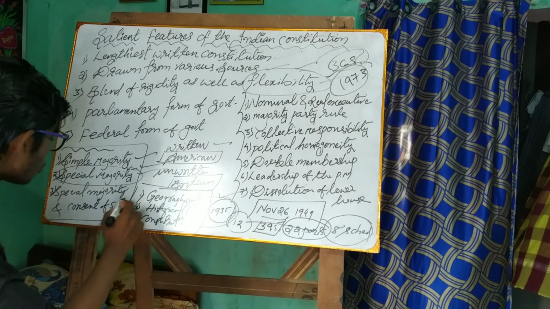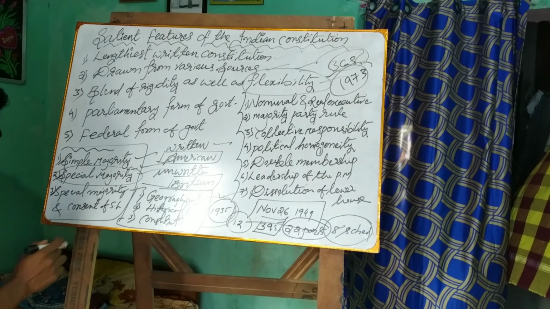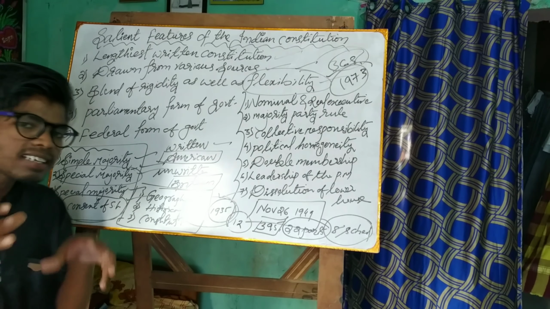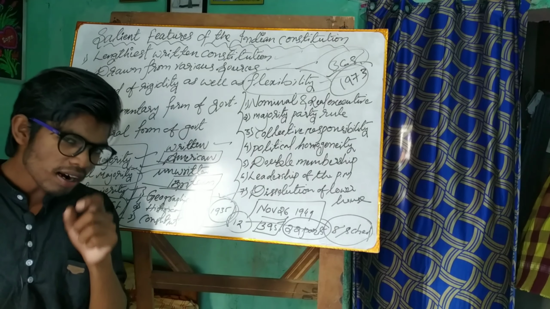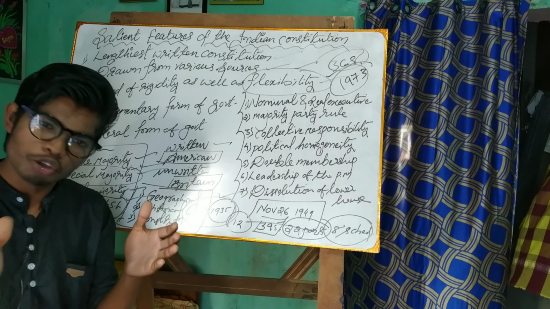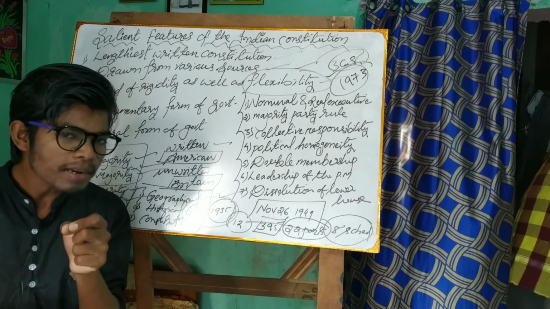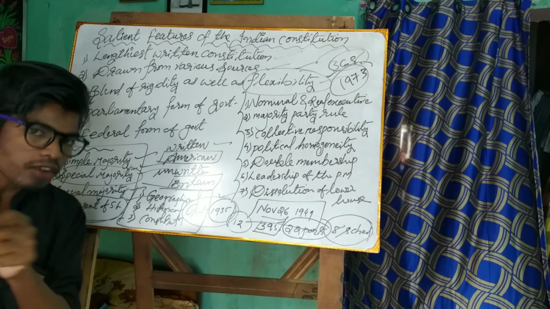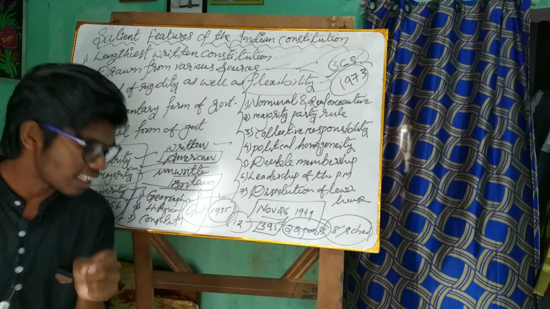Well, we have one more, that is the special majority of Parliament along with the approval of the state legislatures. That means the consent of the state legislatures. There are some other features of the Indian Constitution, my dear students, which can be amended not only by the special majority of Parliament but also with the ratification of one half of the state legislatures.